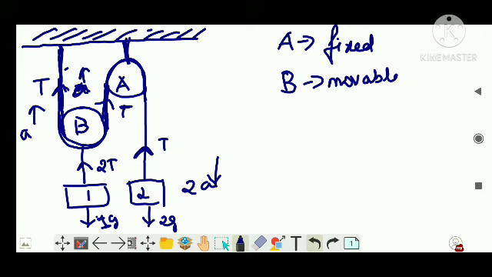I'm sorry for the disturbance, okay? So let's write for 2 kilogram. You are hearing the disturbance, right?